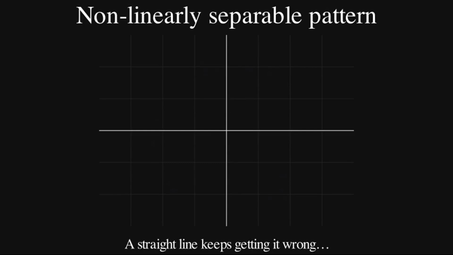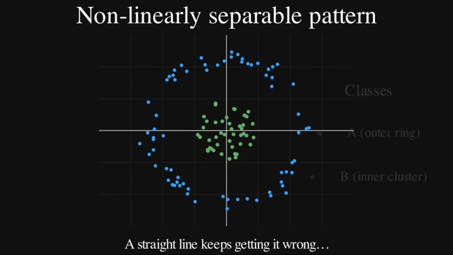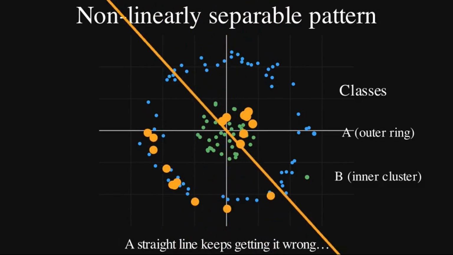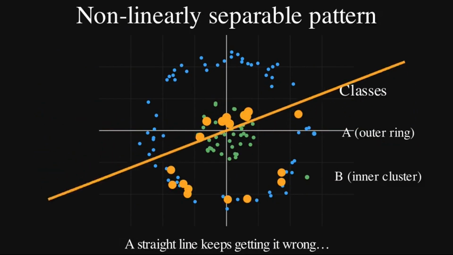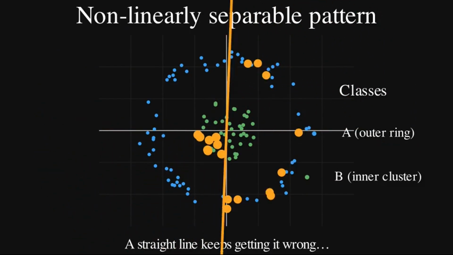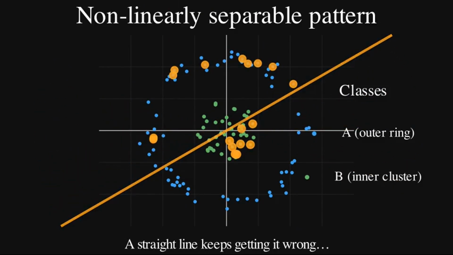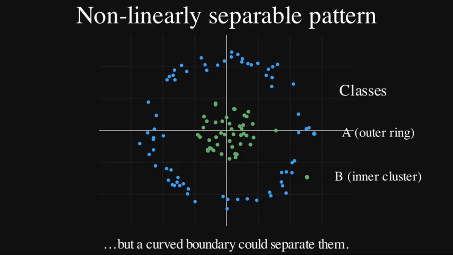This failure is not rare, it is structural. Anytime the correct boundary is curved, or has multiple regions, or wraps around like a ring, a single line cannot do it. Think of a donut-shaped class around a center point. A linear boundary always cuts space into two half-spaces, but the donut needs a boundary that encloses. That is a different kind of shape.